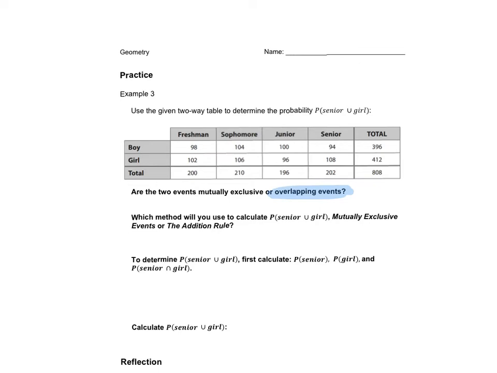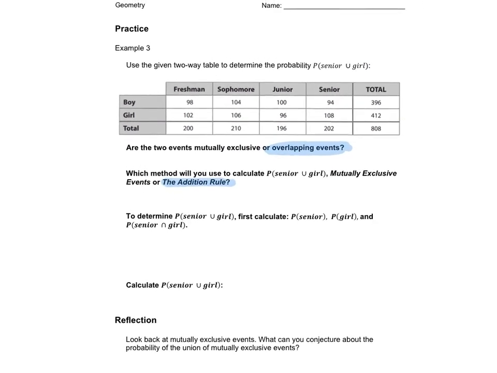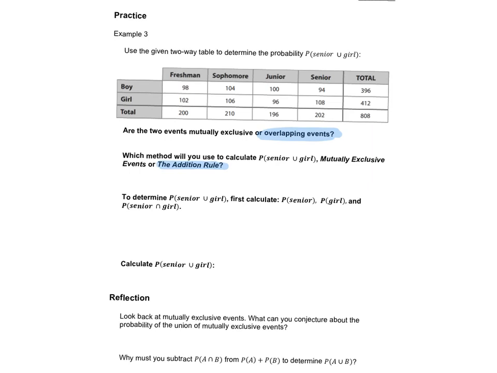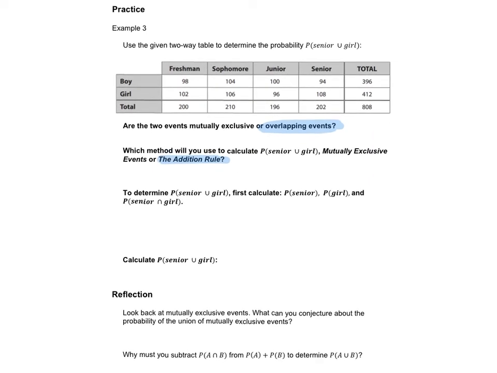Next question, which method will you use to calculate the probability of senior union girl? Mutually exclusive or the addition rule? Well, the addition rule is what we're going to have to use. That's the one we learned in the last example, where we have to subtract out the overlap to find the probability of the union. Next question says, to determine the probability of senior union girl, first calculate the probability of senior, then the probability of girl, and then the intersection of the two. All right, well, let's go through one by one.